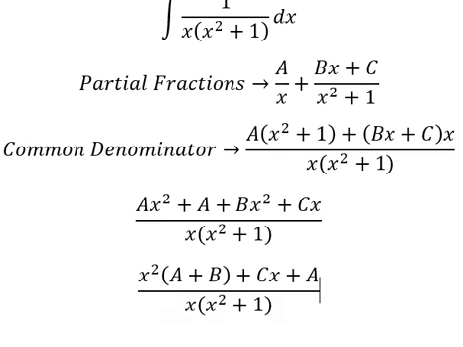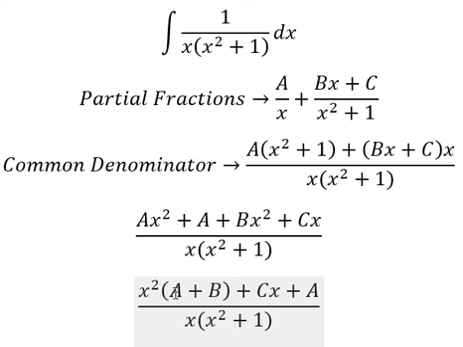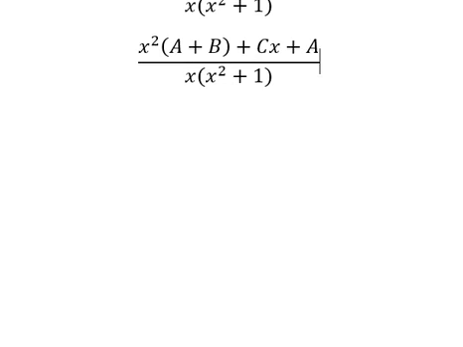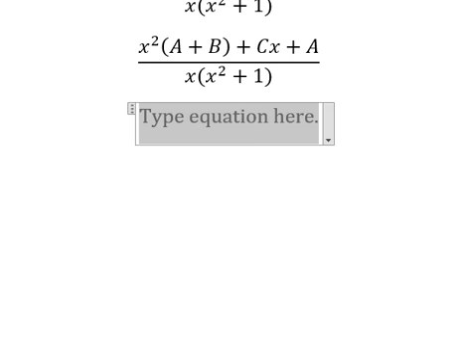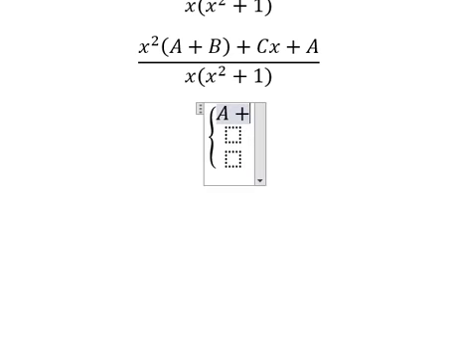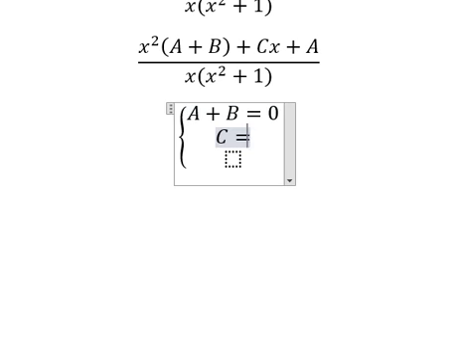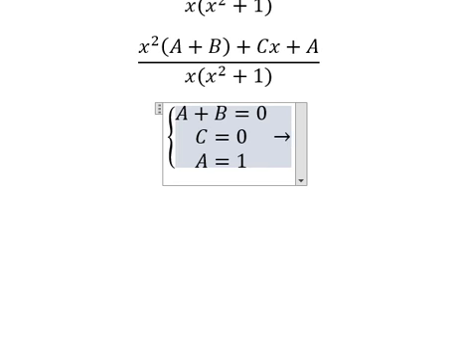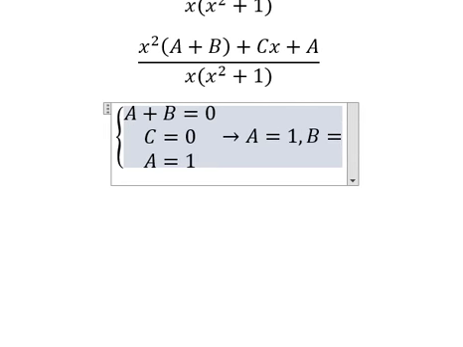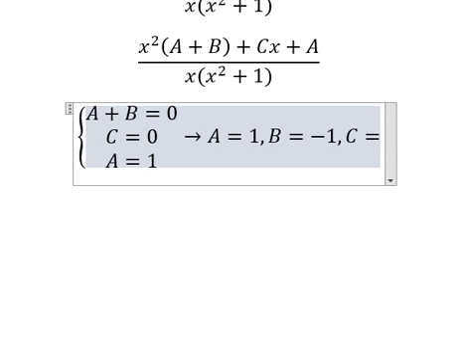Now, if we look at the coefficients, we see that we don't have s squared, so a plus b equals number 0. We don't have s, so c equals number 0. We have the number 1, so a equals number 1. And now we create the system of equations. So a plus b equals number 0, c equals number 0, a equals number 1. So the solution of this one is a equals number 1, b equals negative number 1, c equals number 0.